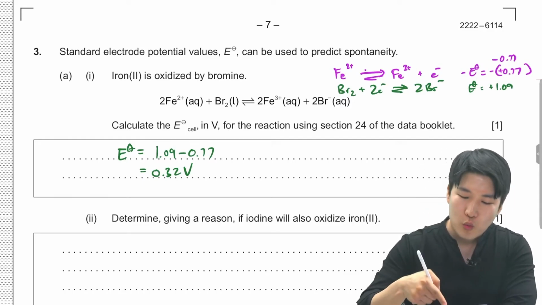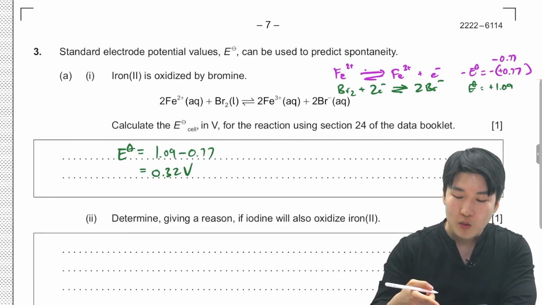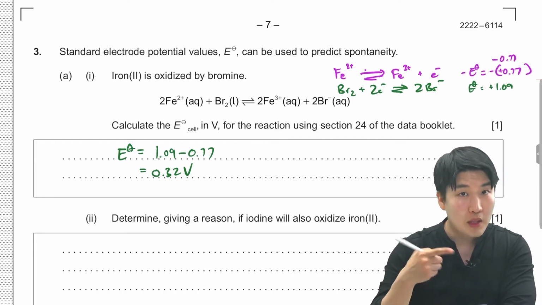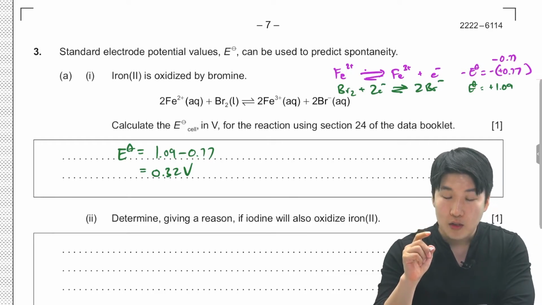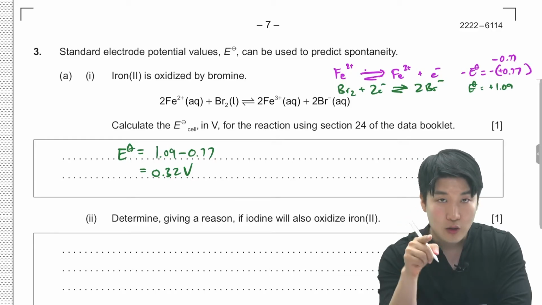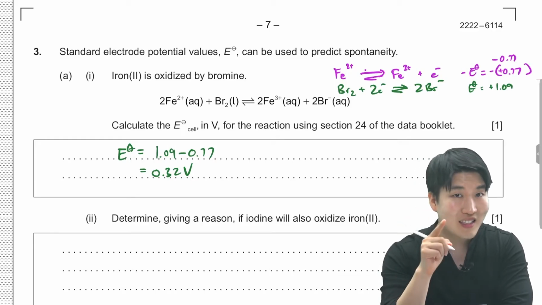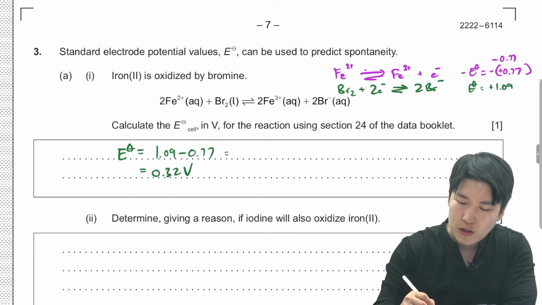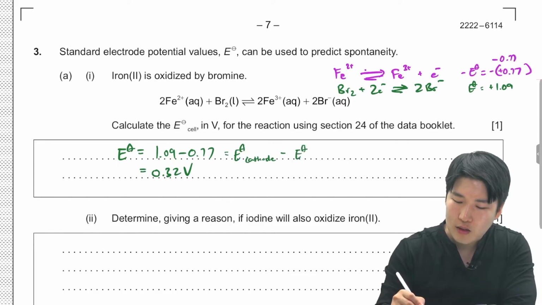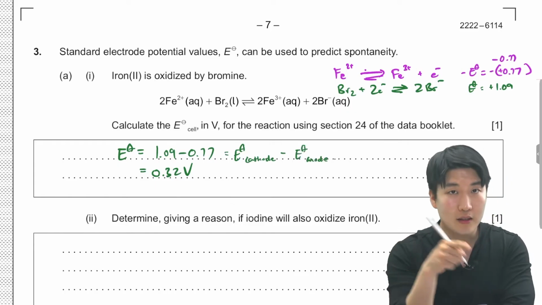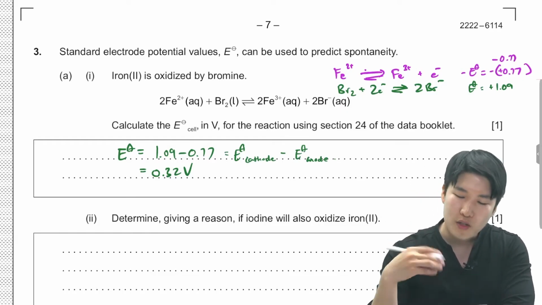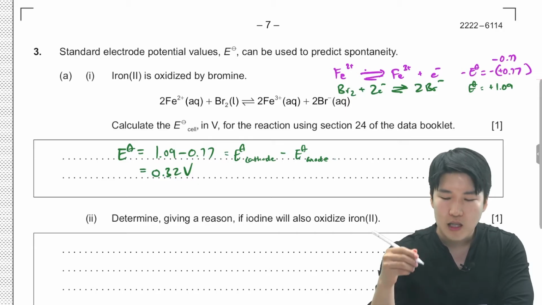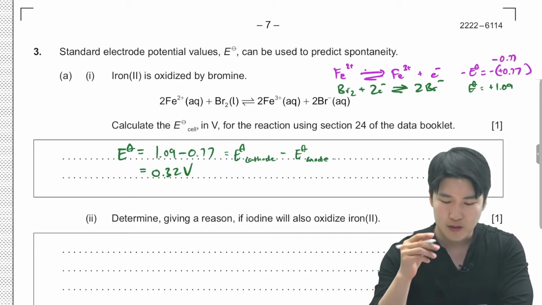Remember, why am I subtracting 0.77 from 1.09? Because we're going to subtract the electrode potential at the anode from the electrode potential at the cathode. E theta cathode minus E theta anode. And at the cathode, we have reduction occurring. And where's the reduction? Bromine reduction. What's happening at the anode? Oxidation, and iron 2+ is being oxidized.